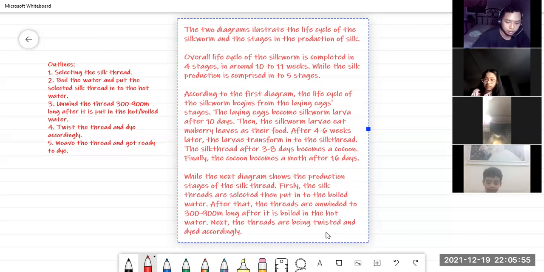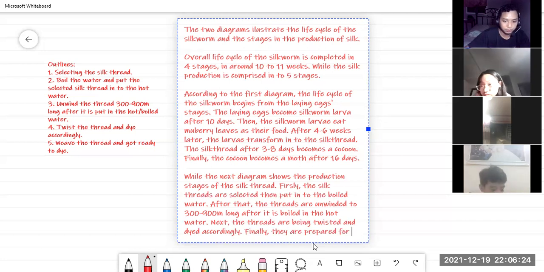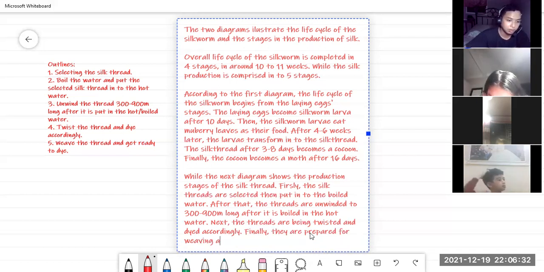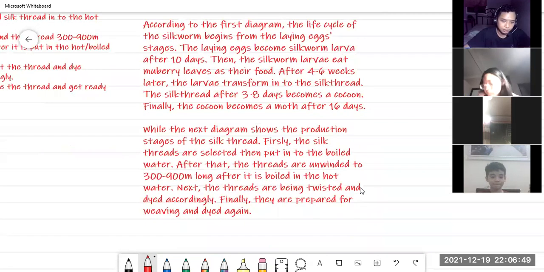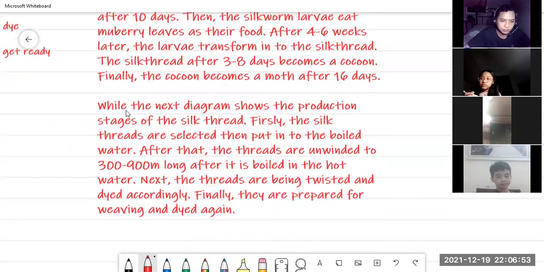The last, finally, they are prepared for weaving and dyed again. Okay, so here it is. Who can read this last paragraph? Thúy, can you read the last paragraph?